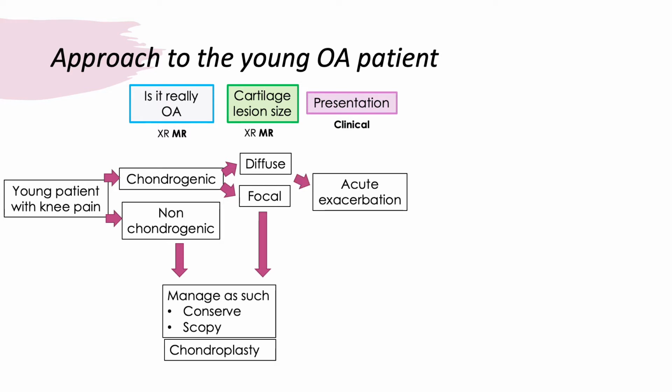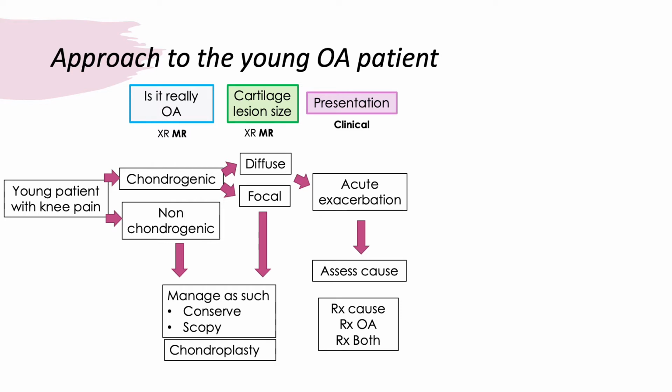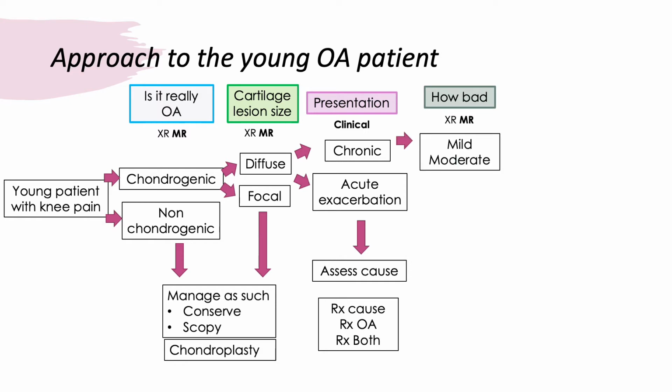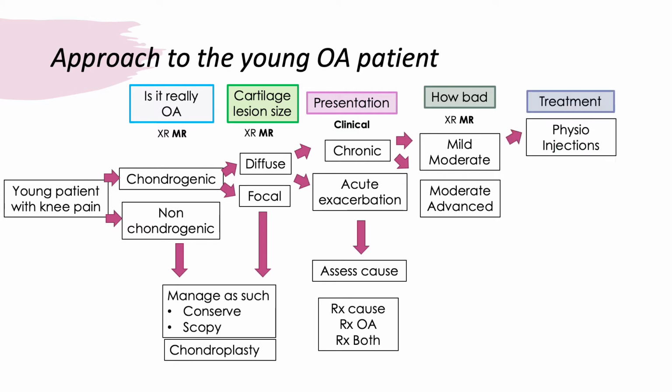So if the patient presents with acute exacerbation of knee pain and they have diffuse cartilage loss, then we want to determine the cause of that acute exacerbation and then manage either that cause, manage the osteoarthritis, or manage both conditions simultaneously. Alternatively, if we have chronic pain, then we're trying to determine how bad the extent of cartilage involvement is. Is it mild to moderate, or moderate to advanced? In cases with mild to moderate cartilage involvement, the treatment is usually conservative with physiotherapy and injections. On the other hand, if it is moderate to advanced, then the treatment ends up being surgical.